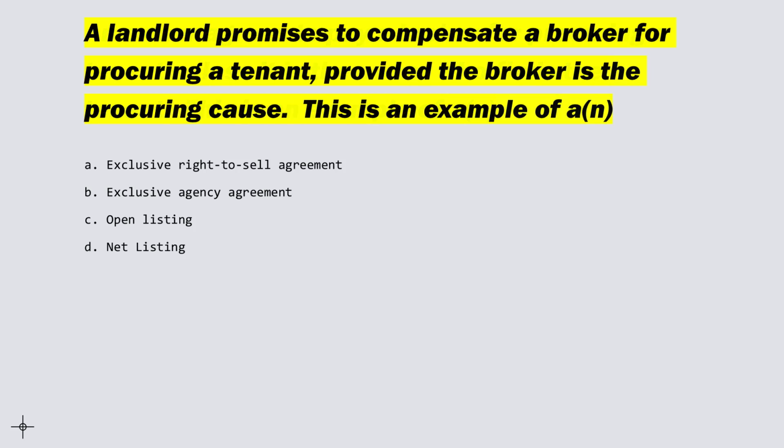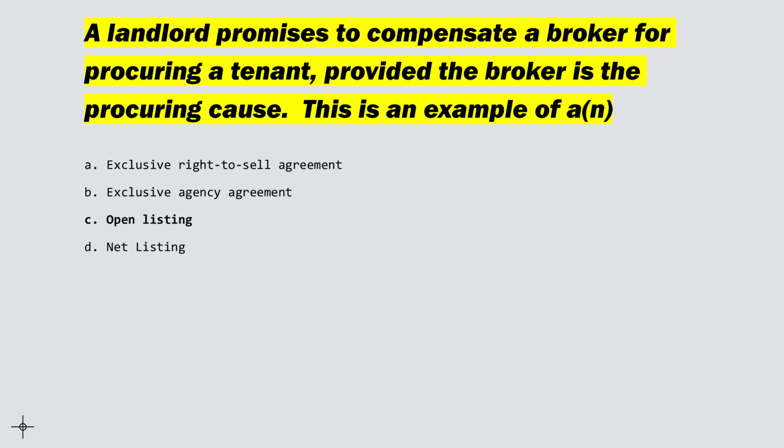Question number 3. A landlord promises to compensate a broker for procuring a tenant, provided the broker is the procuring cause. This is an example of A, exclusive right to sell agreement, B, exclusive agency agreement, C, open listing, or D, net listing. In this case, the answer is C, open listing.